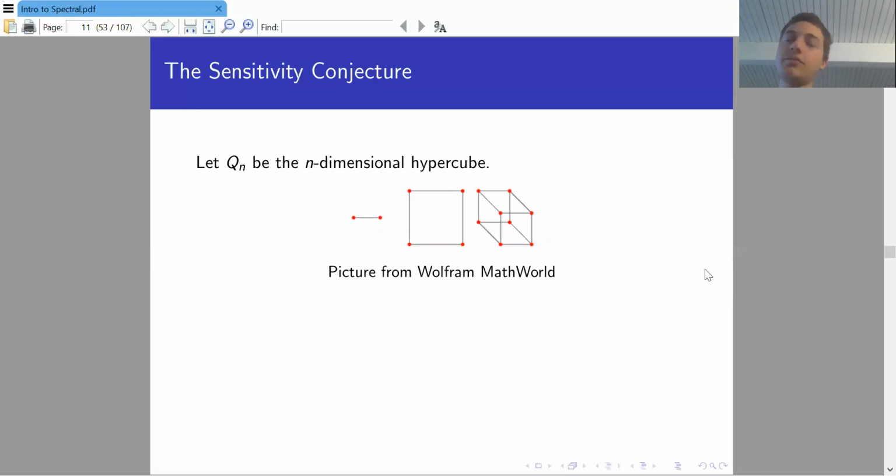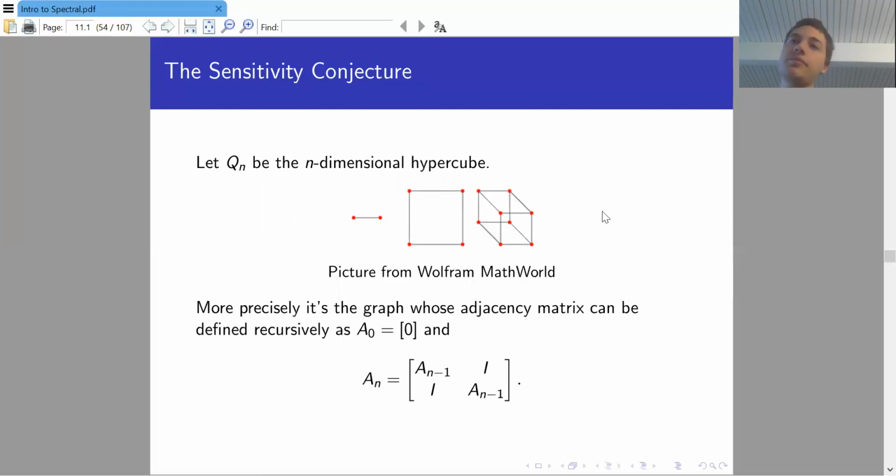So the sensitivity conjecture concerns the hypercube. We'll define the n-dimensional hypercube in picture: Q1 is a line, Q2 is a square, Q3 is a cube, and geometrically this goes on and so forth. But for us, we're concerned about matrices. So we can define this in a weird way, more formally, in terms of its adjacency matrix.